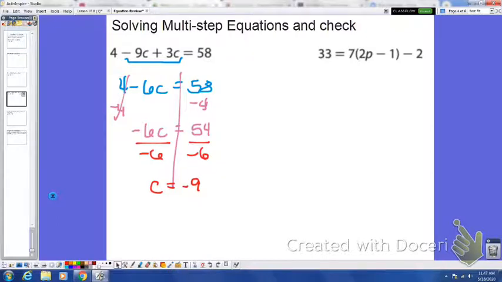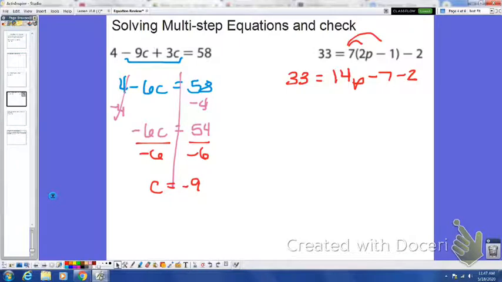Okay, take a look at our next multi-step. 33 equals 7 times 2p minus 1 minus 2. So I see a number outside of parentheses. That tells me the first thing I have to do as far as simplifying is distribute. So 33 equals, so 7 times 2p gives us 14p. Minus 7 times 1 is 7, so minus 7 minus 2.